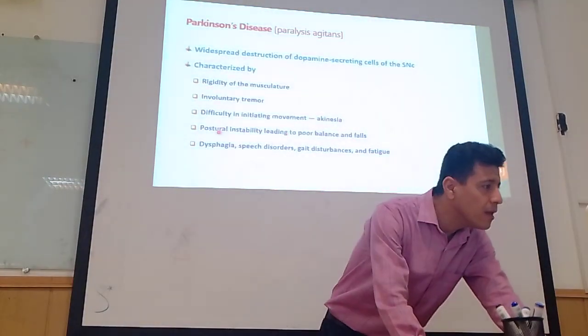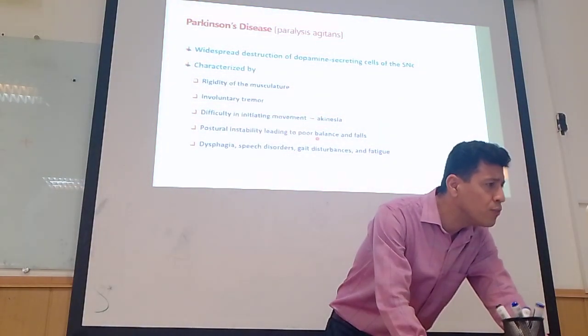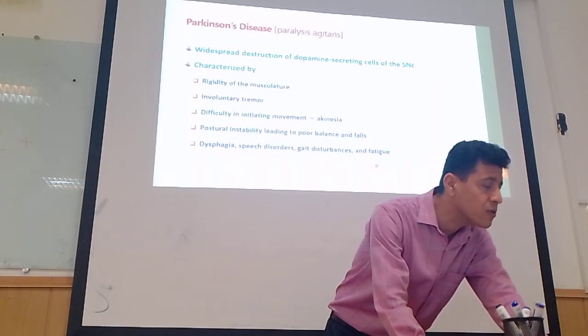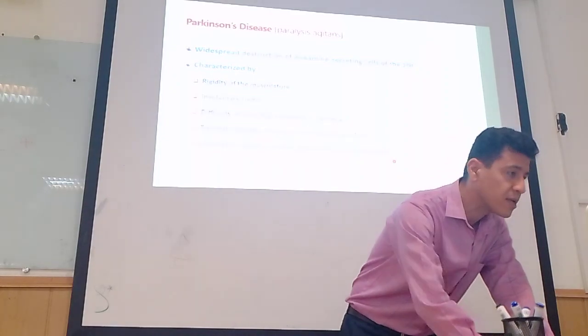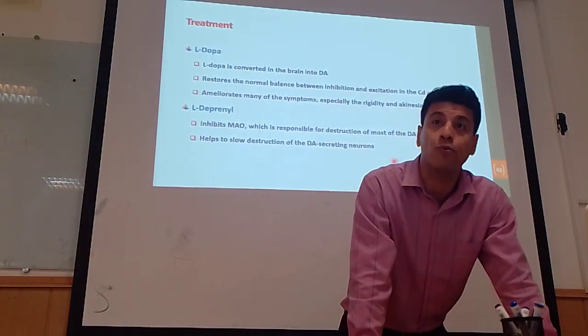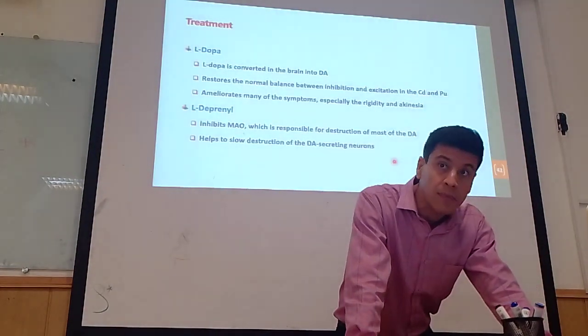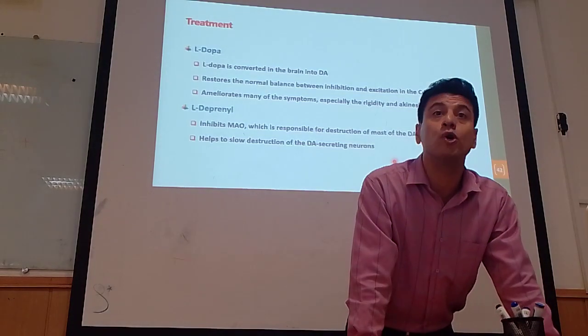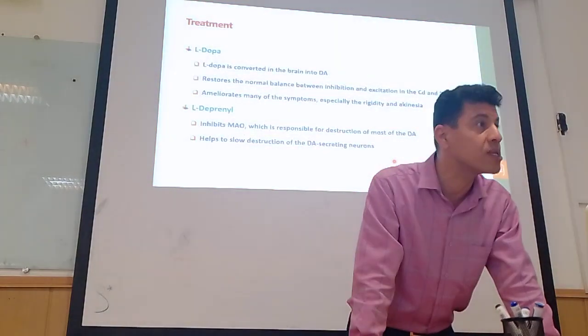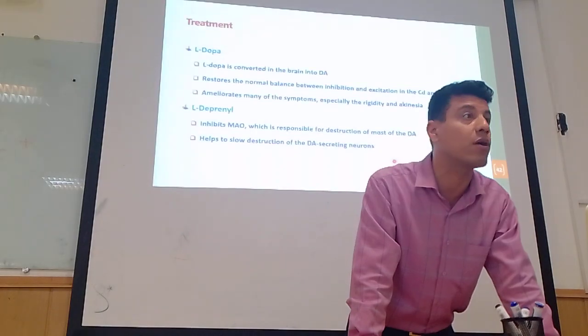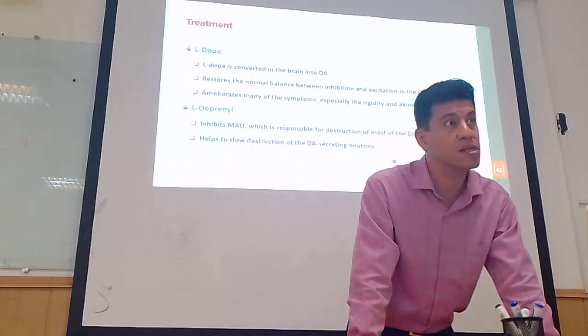Okay? Postural instability leading to poor balance and falls, dysphagia, speech disorder, gait disorder, fatigue. All of this happens when there is Parkinson's disease. Treatment is with L-dopa. So there is a problem with dopamine release, I told you, okay? Neurons that release dopamine in the substantia nigra are lost. So the result is Parkinson's disease.